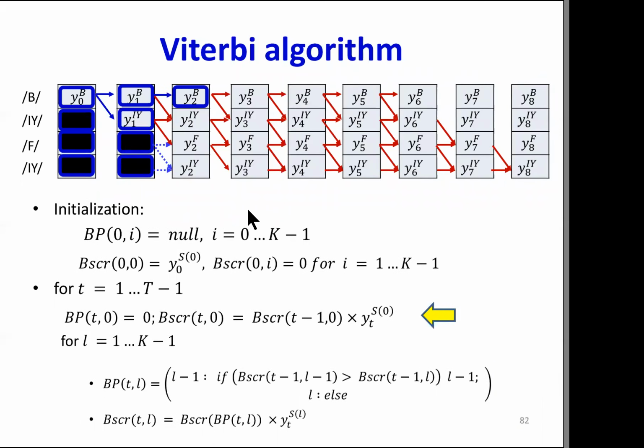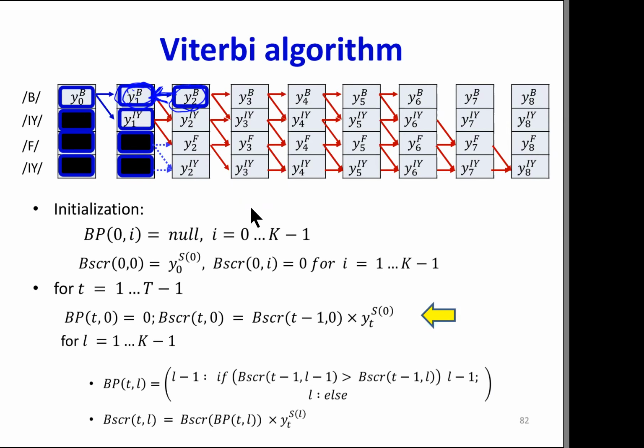Then you go to the next column. This one has only one parent, so I made a special case of it. So the best parent is this one over here. You're going to retain a pointer to this guy. Basically, the pointer is 0 over here. And the best path score is going to be the best path score to this node times the probability of this node.